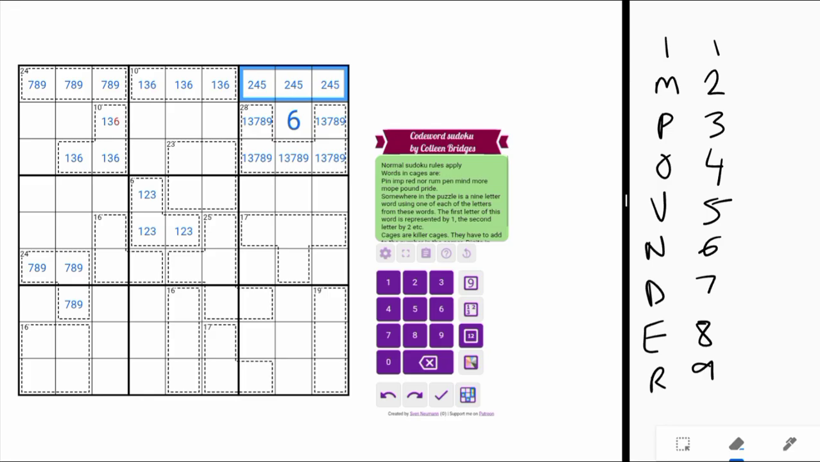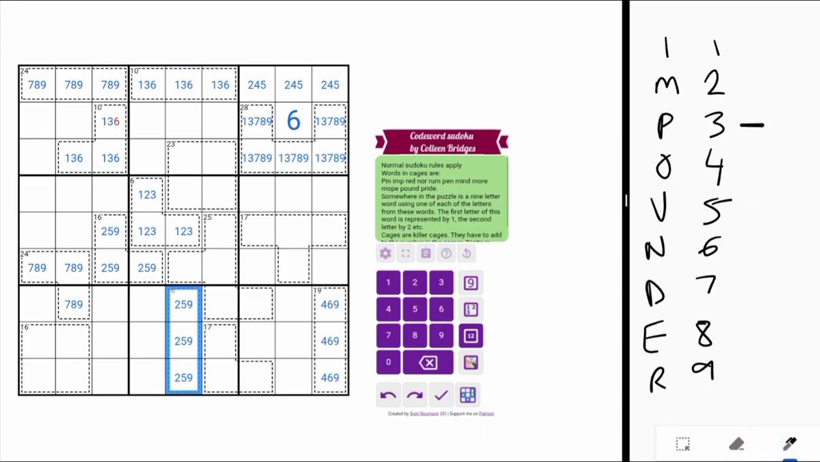Red is 709, got that. NOR is 649, that goes in here, that adds up to 19, 649. RUM is 259, that adds up to 16, 7, 9, 16. So that's 259.